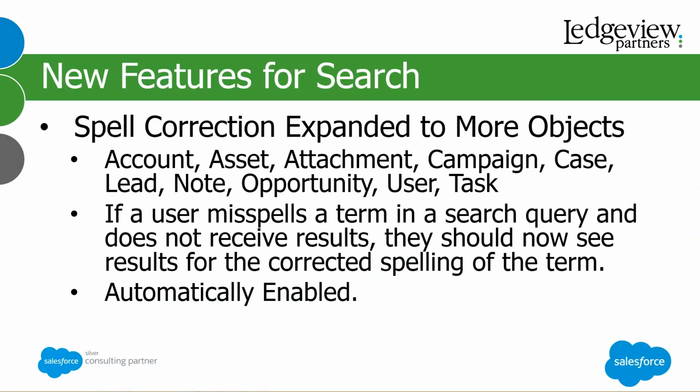So the new features for search. What's been added for search in Summer 16 is some spell correction for more objects. So if you go into Salesforce and you search for something and you typo a particular word, I can think of a couple words offhand that I typo quite a bit, like received, you'll end up seeing results for those objects with that spelling corrected. So if you typo something and before you were getting 0 results, now you will get the result back that has that spelling corrected in it. And this is something that's automatically enabled. It's something that you probably wouldn't notice otherwise. And it's a pretty great usability feature that'll help you out and save you some time. You might not notice it, but it's there. It's doing its work for you.